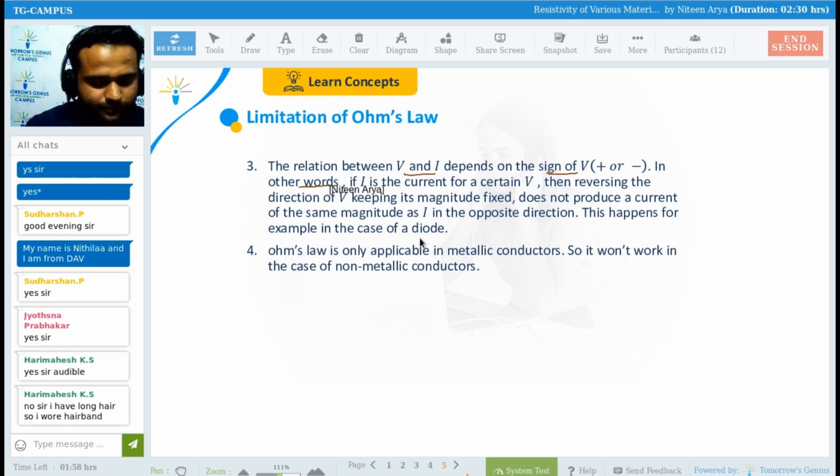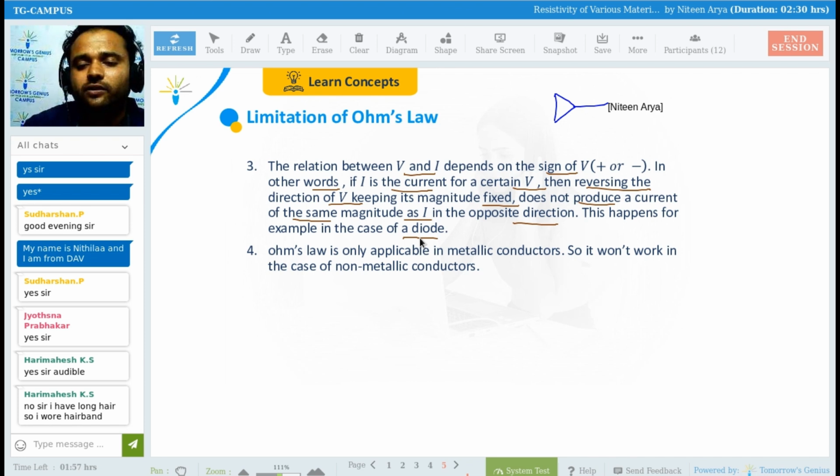In other words, if I is the current for a certain voltage, then reversing the direction of V, keeping its magnitude fixed, does not produce a current of the same magnitude as I in the opposite direction. This happens, for example, in the case of a diode. What is the meaning of this? A diode is a semiconductor. Okay, this is the symbol of a diode. This is your P part, this is your N part.